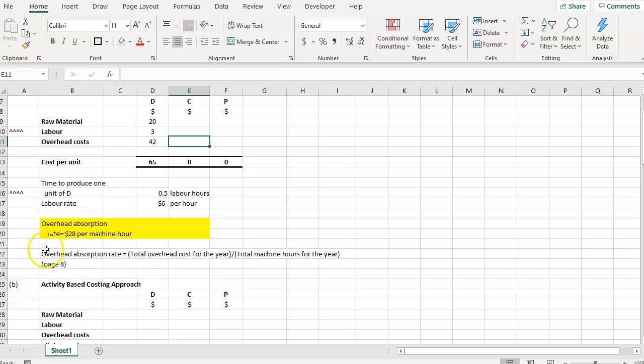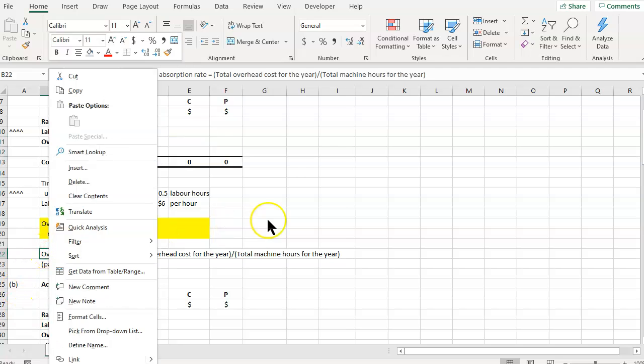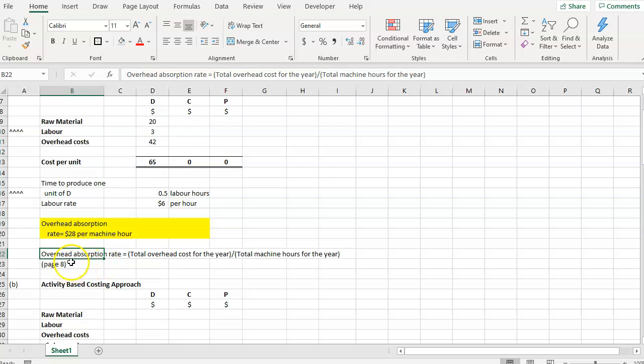Here's the formula, and I've given it to you here. The formula to work out the overhead absorption rate is to take your total overhead cost for the year and divide it through by an activity. In this case, it's machine hours for the year. So this is just for information purposes, because the overhead absorption rate to be used in the question was already given. So what I'm going to do now is to pause the video.